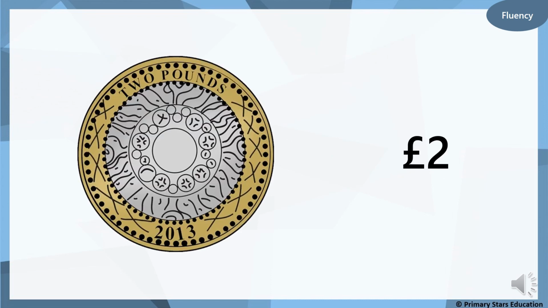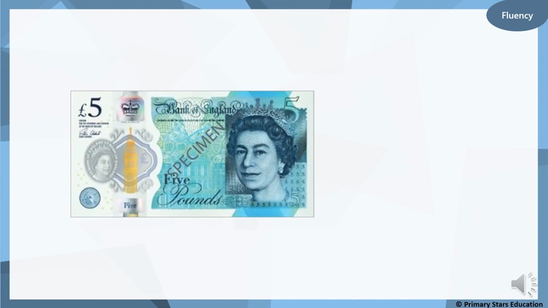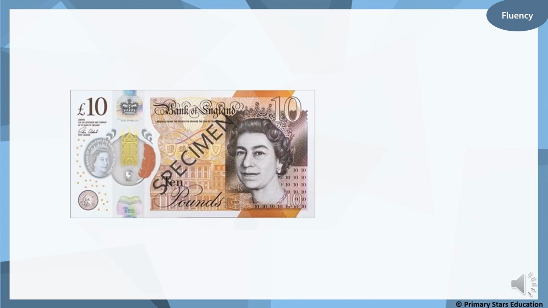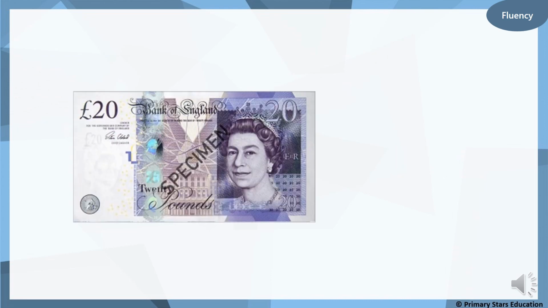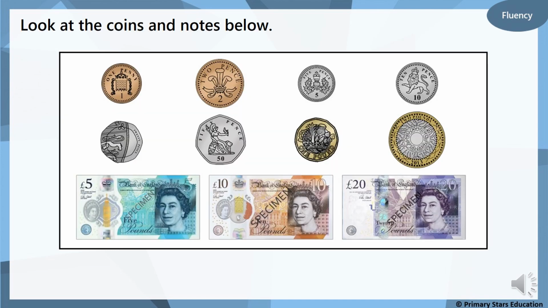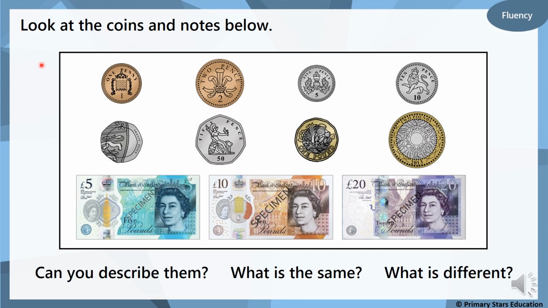Here we have our £2 coin, a £5 note. Now these look slightly different now, but you can still tell it is a £5 note. A £10 note, a £20 note. Now I want you to look at the coins and the notes below, and I want you to try and describe them. And I want you to tell me what is the same and what is different.